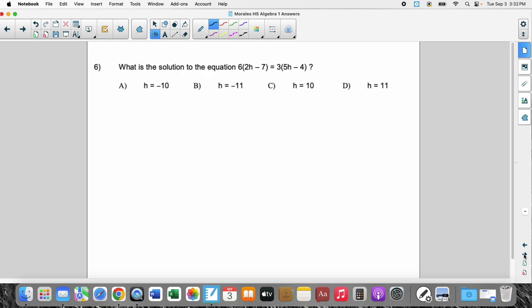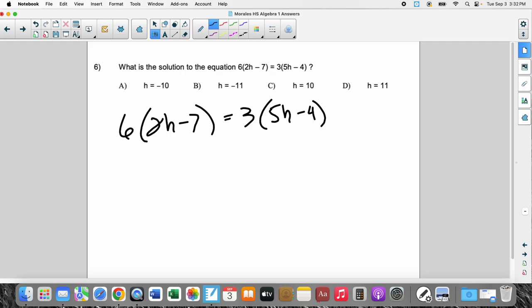What is the solution to the equation? So this one I am going to simplify completely. It wants to know what h is equal to. So I have 6 times the quantity 2h minus 7 equals 3 times the quantity 5h minus 4. I'm going to distribute, and I'm going to distribute.